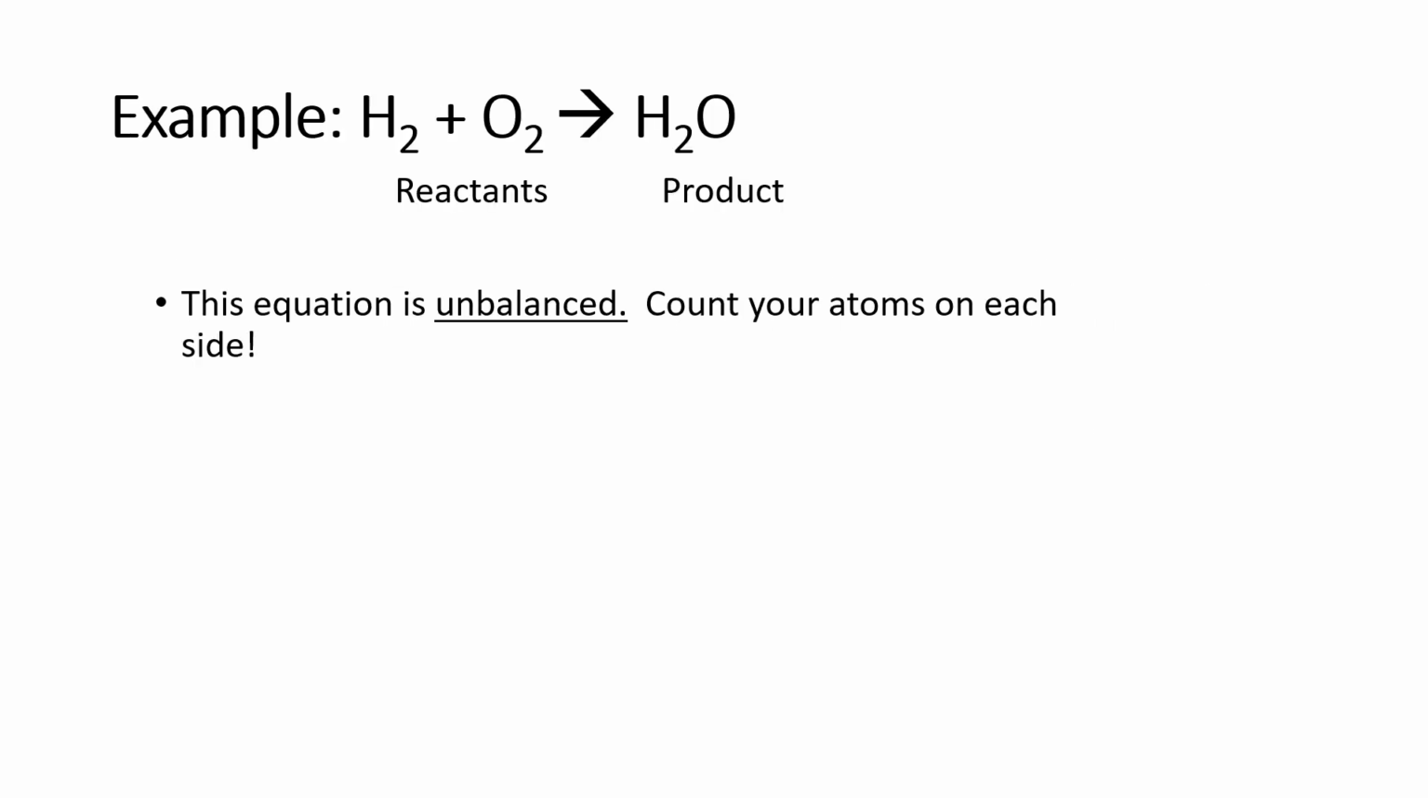So here's our example, H2 plus O2 produces H2O. This equation is unbalanced. You need to count your atoms on both sides. And remember that anything to the left of the arrow is a reactant, and anything to the right of the arrow is considered products. So make sure you guys are aware of what is what.